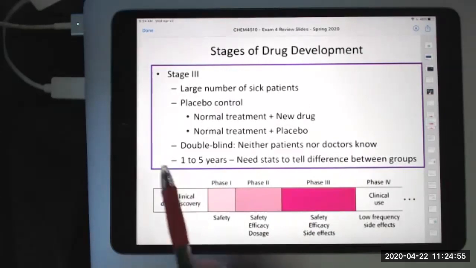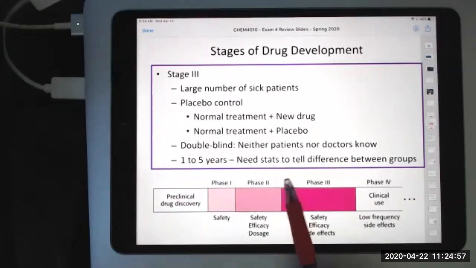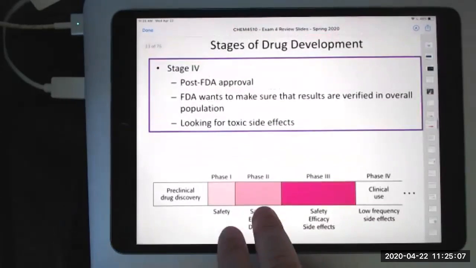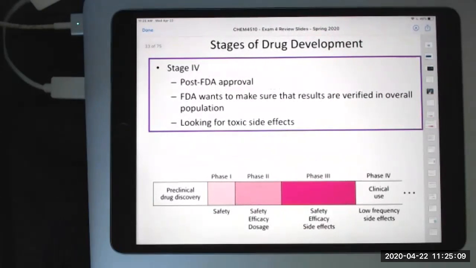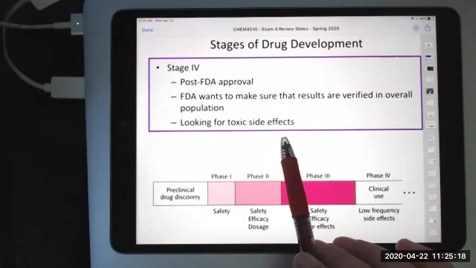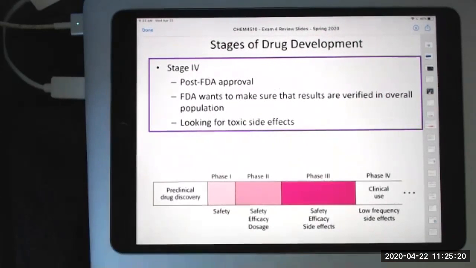So they're typically long, because you need to get good statistics on and know about toxic side effects, or if it actually is working. Okay? Phase 4 is usually a large overall population, so it's a large number of sick people again. But this one is looking for any potential toxic side effects within the larger human population. Okay, so keep an eye open.